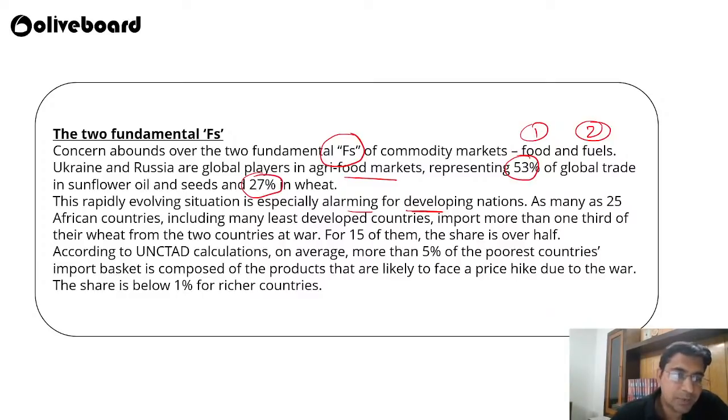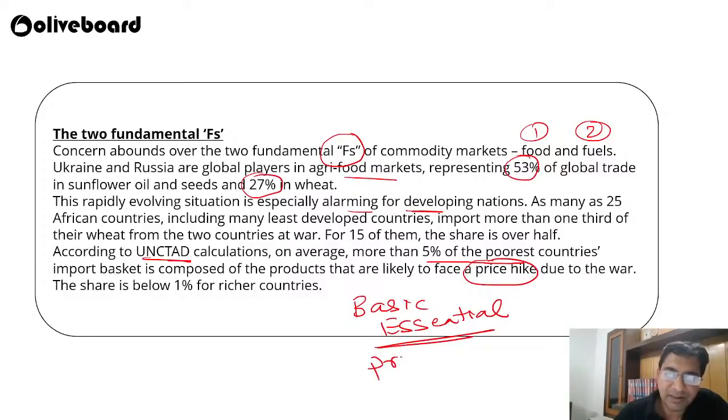As per the UNCTAD report calculation, on average, more than 5% of the poorest countries' import basket is composed of products that are likely to face a price rise. That means basic essential items will face price rises. So there will be a huge kind of chaos in the near future if the war keeps on continuing like that.